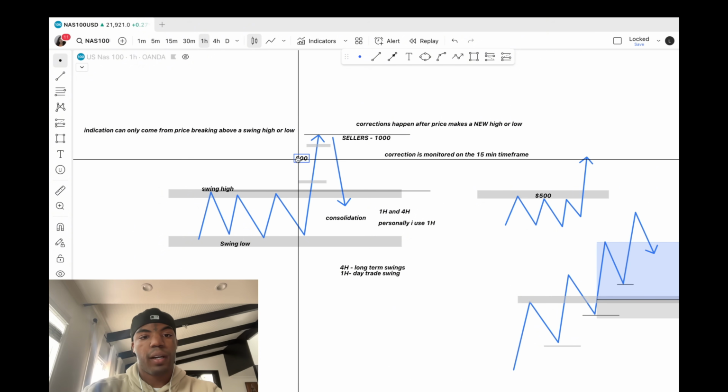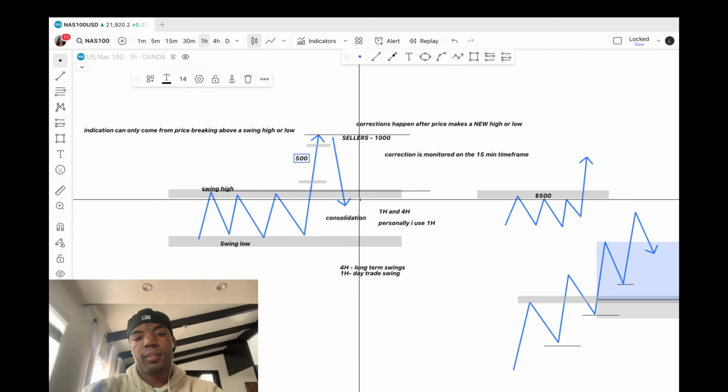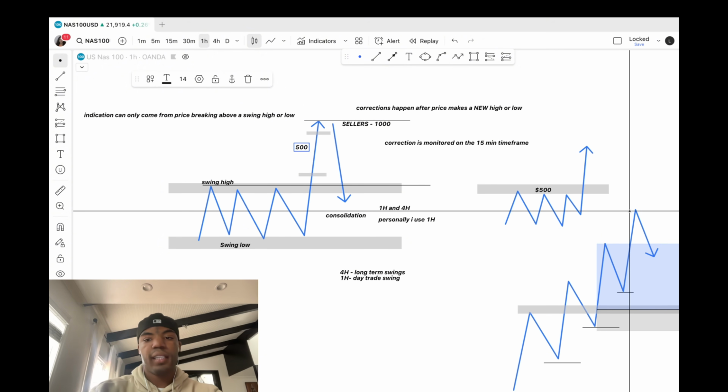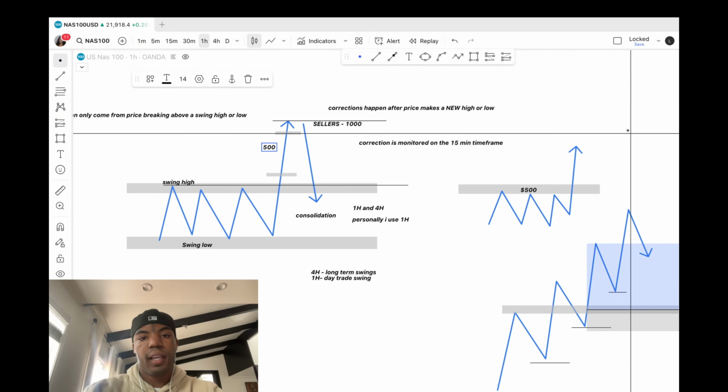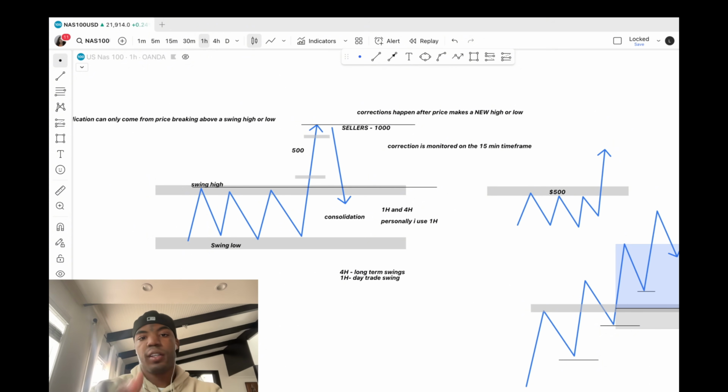Tomorrow we will talk about how to know when the correction is over. We can do the finishing of the correction and the continuation part tomorrow, but not to overstimulate your brain, that is the best way that I can explain how to overall see the correction. Tomorrow we'll talk about how to know when it's over, so that way you can get into an entry. So tomorrow is going to be more of continuation. Continuation is where you get your entry, stop loss, and TP. So tomorrow is going to be really good.